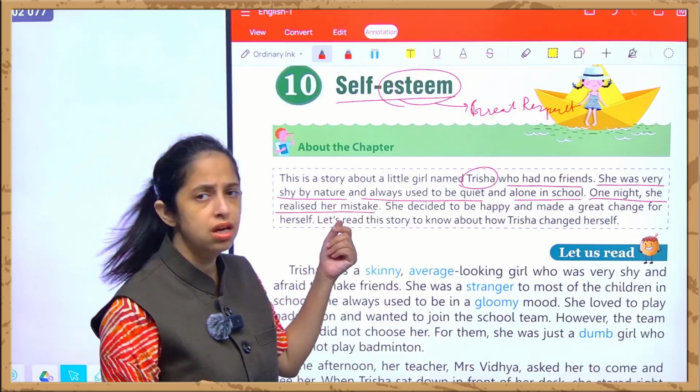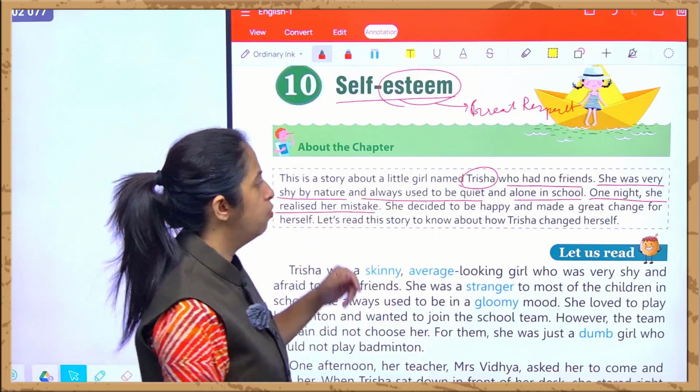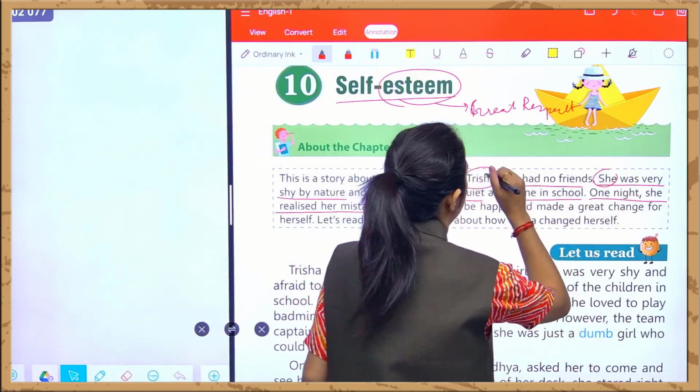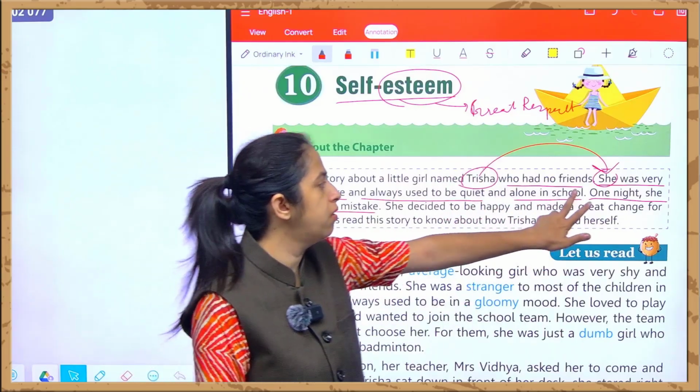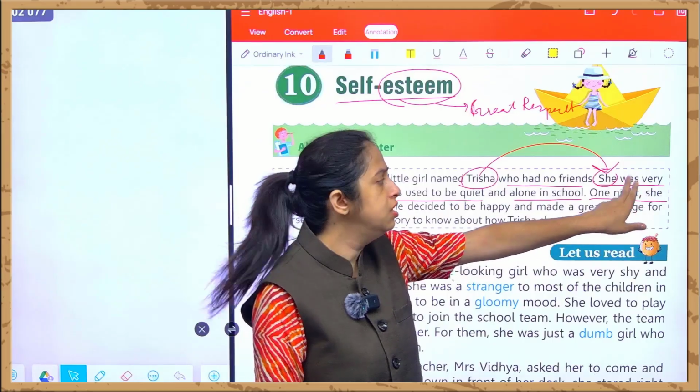What do you mean by mistake? Mistake means गलती. And why is it written over here "she"? Because we are talking about a female. That is why, to indicate female, we write "she". And what is "she"? She is a pronoun.